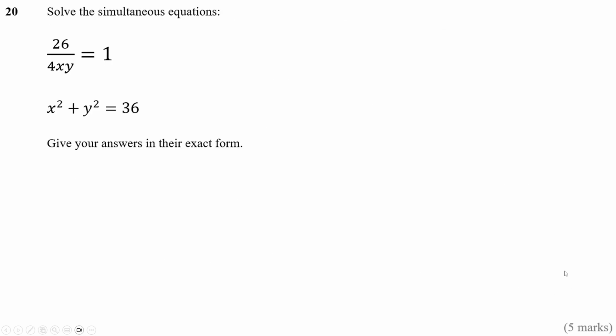Solve these simultaneous equations. Okay, multiply by 4xy on both sides, and then simplify this down. We'll get 13 equals 2xy. What you could do is rearrange for x or rearrange for y and then plug it into there. But the problem with that is when you do that, you'll actually have a quartic.